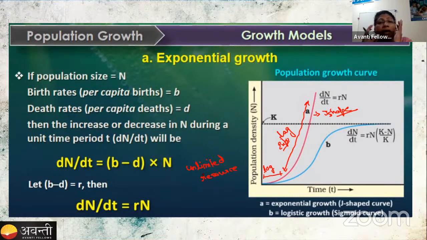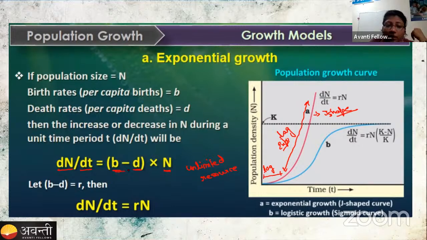The graph has a particular equation, and that differential equation is dN upon dt. It is a differential form, that is the change in the population size with respect to time. This is given by (B minus D) into N, where B is the birth rate and D is the death rate. Only when we deduct the death rate from the birth rate will we find the organism's number increasing, and that gets multiplied with the previous number of individuals, or the population size.